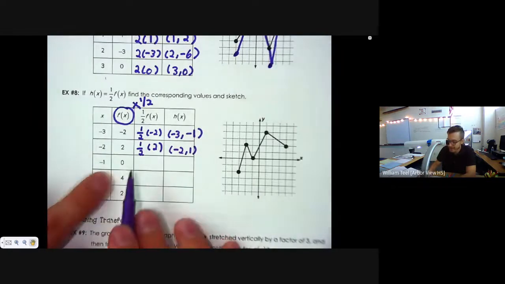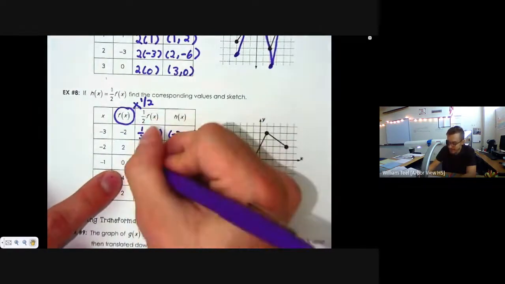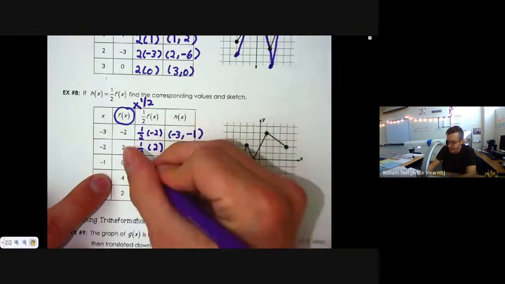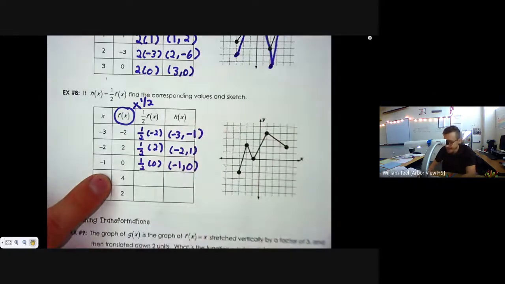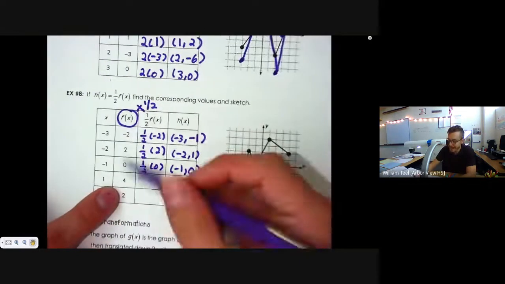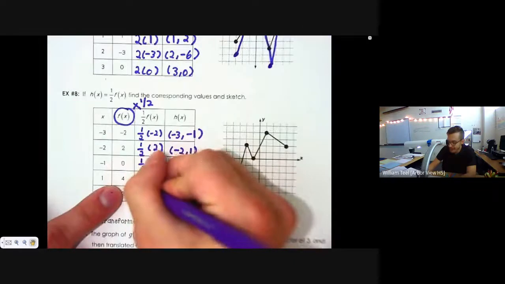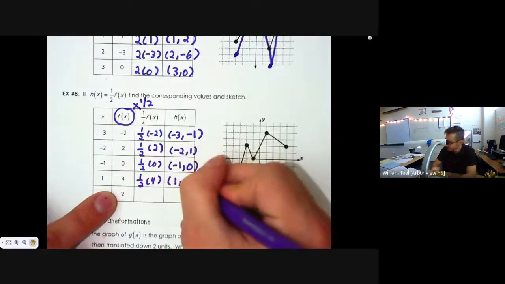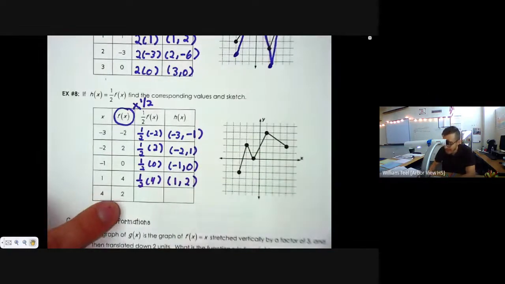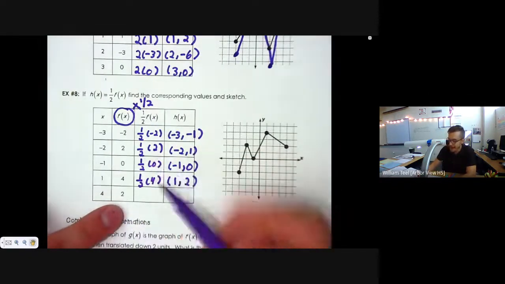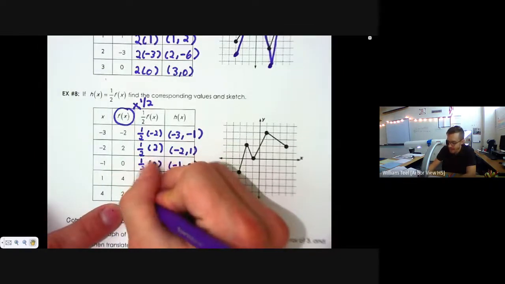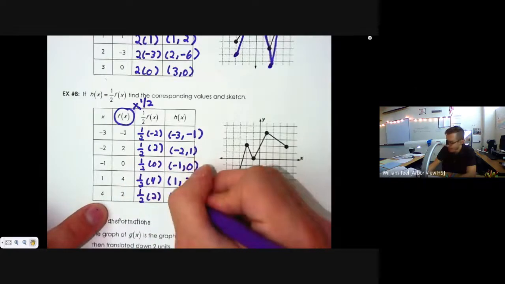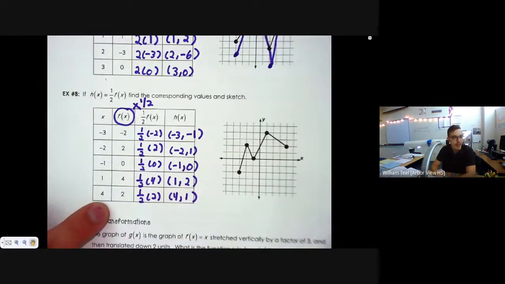Third one, -1, 0. Since I'm looking at f of x of 0, I have 1/2 times 0. My new coordinate is going to be -1, 0, since 1/2 times 0 is still 0. Next one, 1, 4. Since my y value is 4, I'm multiplying that by 1/2. 1/2 times 4 is 2, so my point is 1, 2. Last but not least, I am looking at 4, 2. If my y value is 2 here, I'm multiplying 1/2 times 2. My new coordinate is going to be 4, 1/2 times 2 is 1. Okay, let's go ahead and plot these.